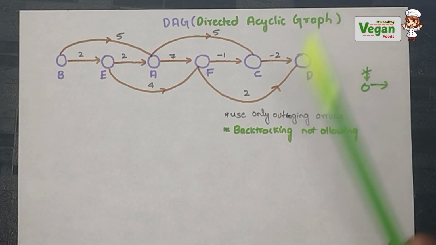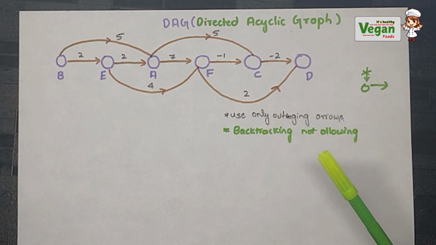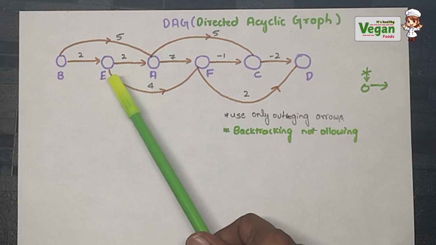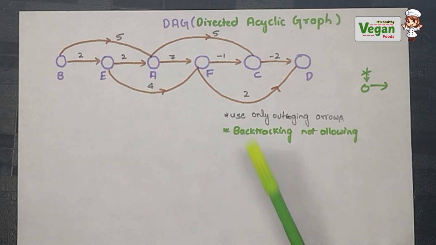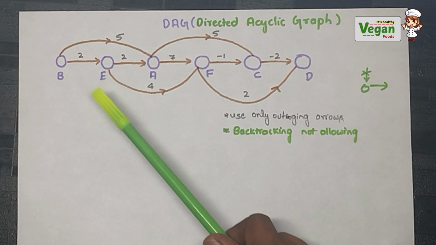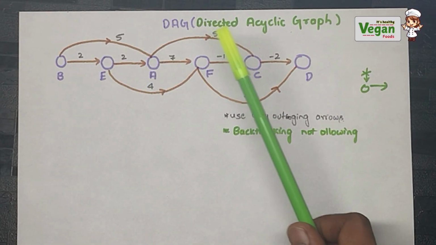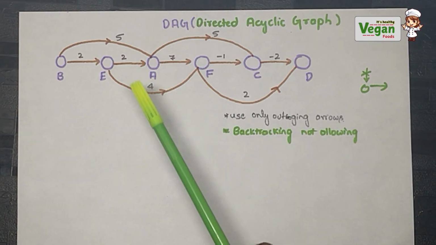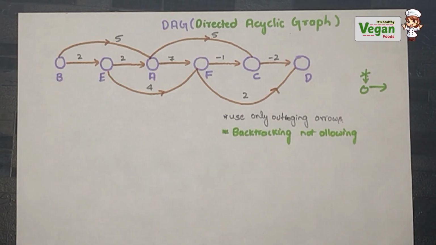In a directed acyclic graph, we will be using only two rules. One is to use only outgoing arrows. Only outgoing arrows means moving away from that node. The second one is that backtracking is not allowed. If you start from E, go to A, and again come back to E, that is backtracking. If you backtrack to the same position, it forms a cycle. Therefore, since we are doing the directed acyclic graph, we must not come back. That is, backtracking is not allowed in the directed acyclic graph.